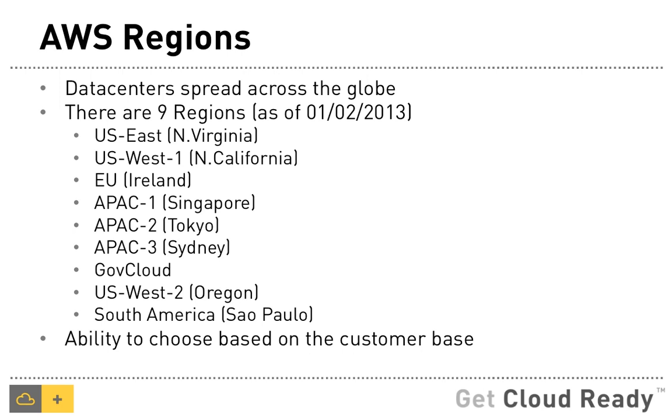A few in US, one in Europe, quite a few in Asia Pacific, the recent entry being Sydney with the APAC 3 region, and there is one in US West too, and there has been another addition in South America at Sao Paulo. So this gives a wide range of geographic locations for customers to choose from. So depending on where your customers are coming from, you could actually deploy your application in one of the regions.